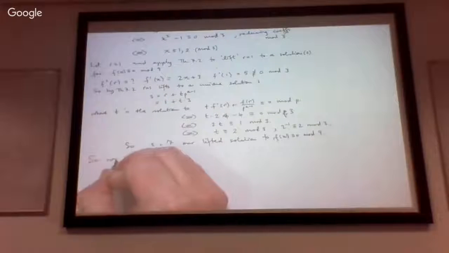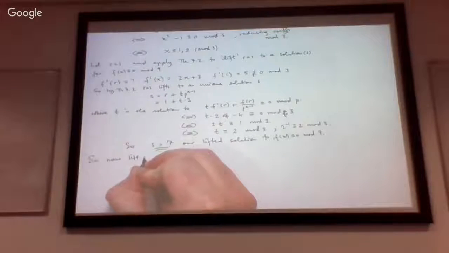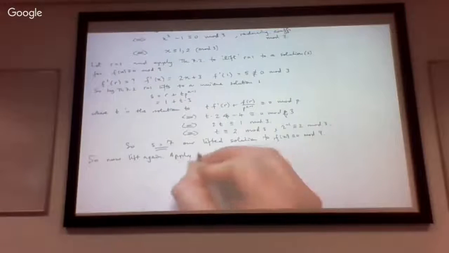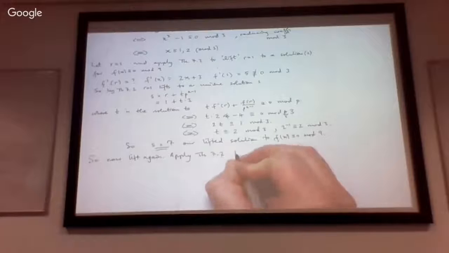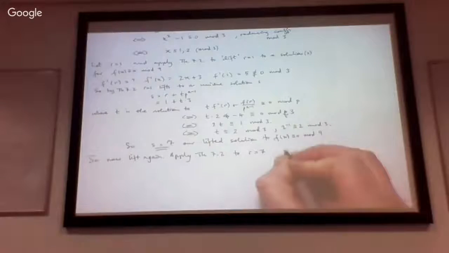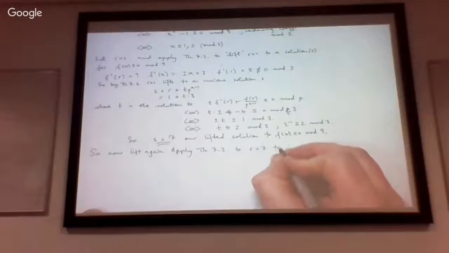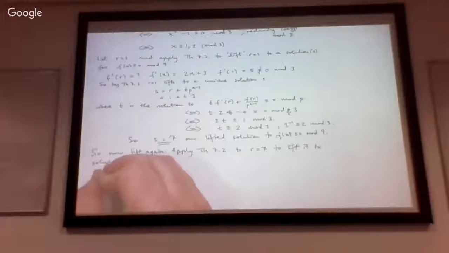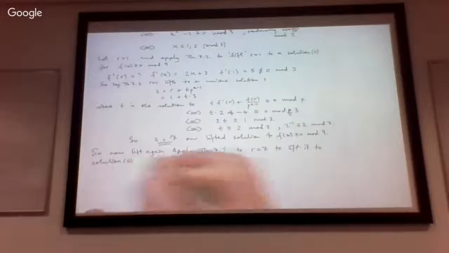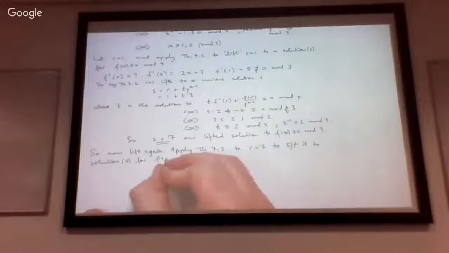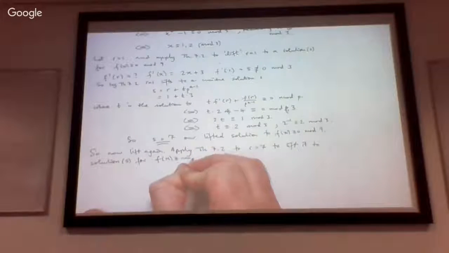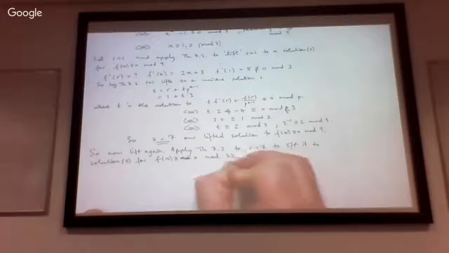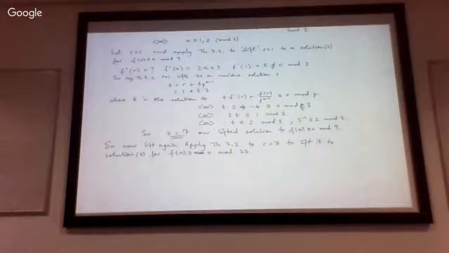So now we lift again. Apply the theorem to the solution r equals 7 to lift it to solutions for f of x congruent to 0 mod 27, the next highest power of 3 after 9.